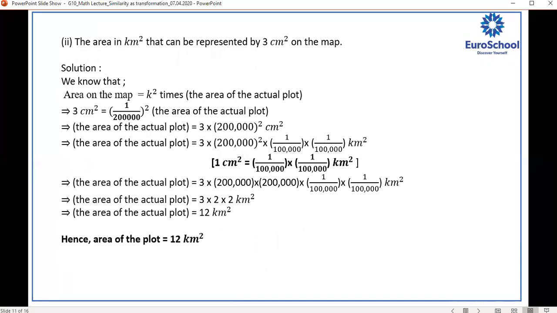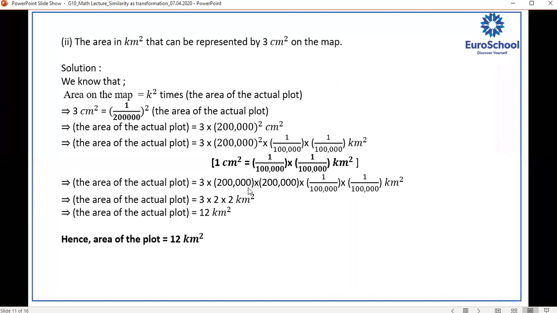Now is this step clear? Yes, ma'am. Okay. So area of the actual plot is equal to 3 into 2 lakh square. Now this square can be written as 2 lakh into 2 lakh, right? Arnav, is this clear? Understood? 2 lakh square can be written as 2 lakh into 2 lakh into 1 upon 1 lakh into 1 upon 1 lakh, right?